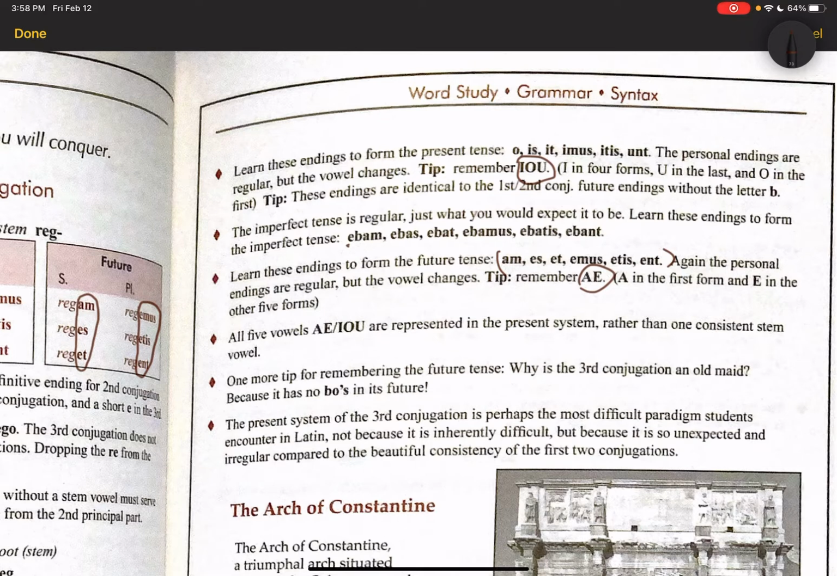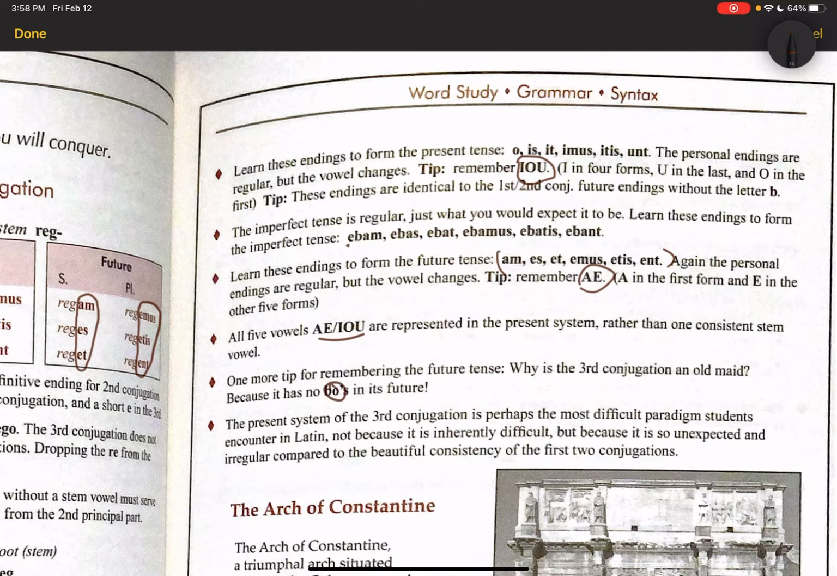All five vowels, A, E, I, O, and U, are represented in the present system rather than one consistent stem vowel. In the first conjugation, we had this consistent stem vowel A. In the second conjugation, we had the consistent E. And here we have all five different vowels. One more tip for remembering the future tense. Why is the third conjugation an old maid? Because it has no bows in its future.